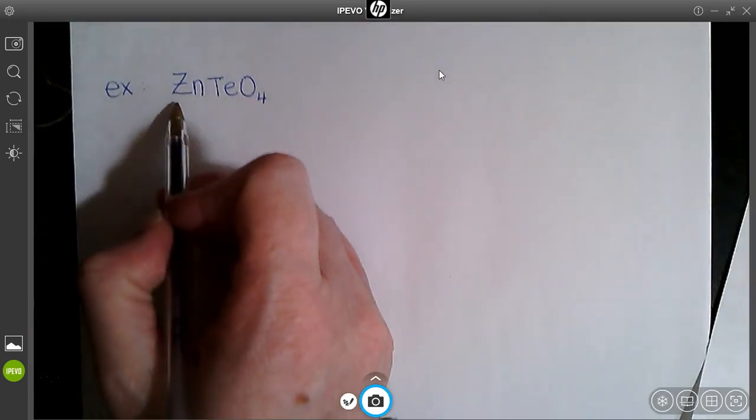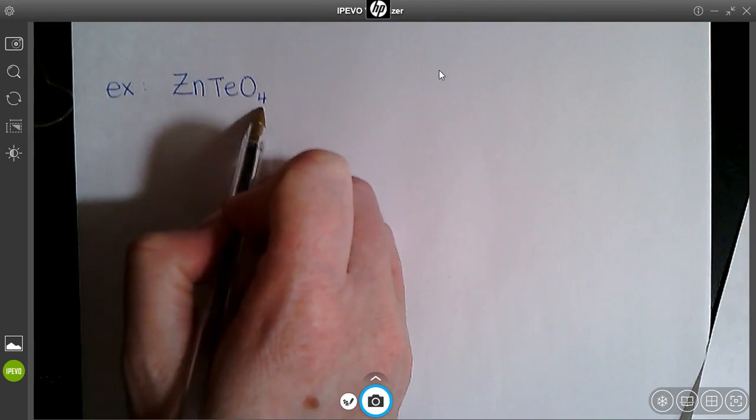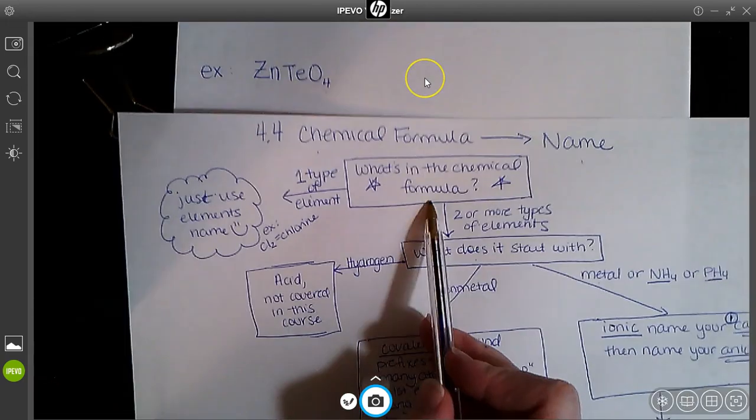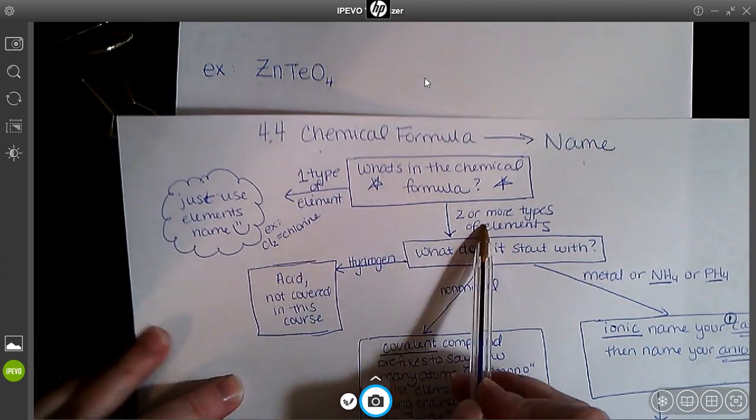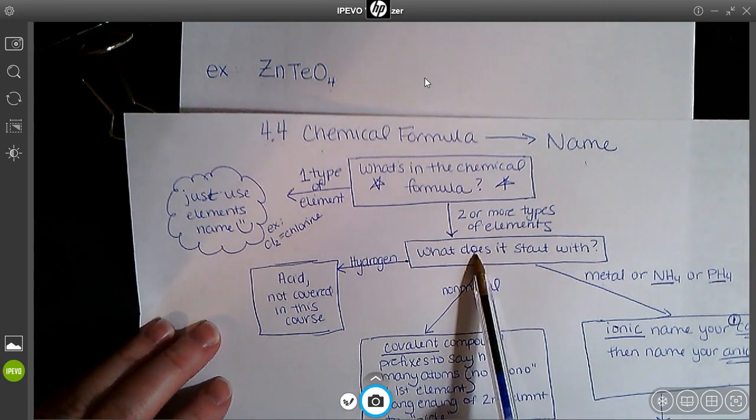My next example is ZnTeO4. I'm always going to start at the beginning of our flowchart. What's in the chemical formula? One type of element, or two or more? Well, I've got zinc, tellurium, and oxygen, so I have two or more. What does it start with?